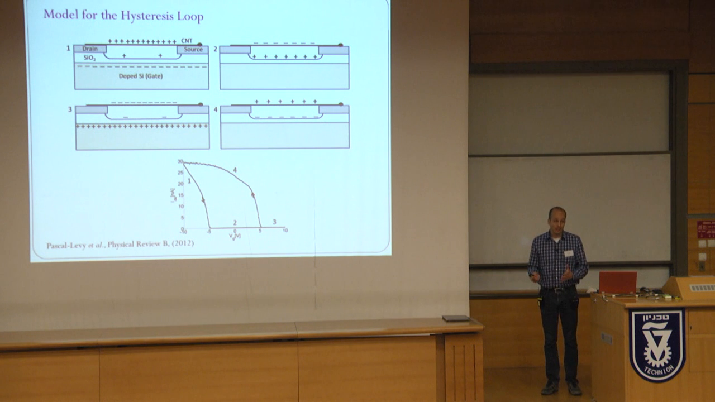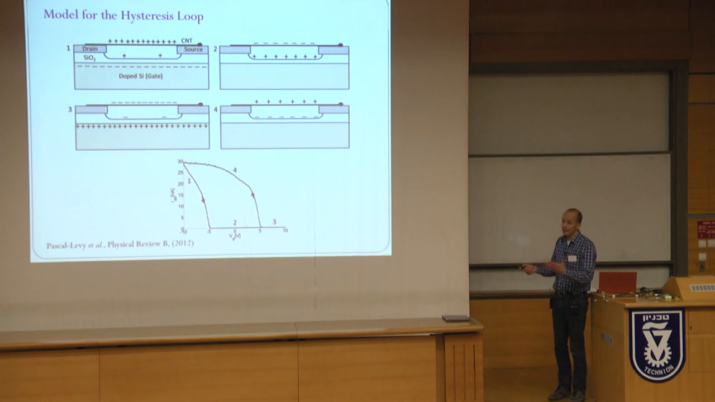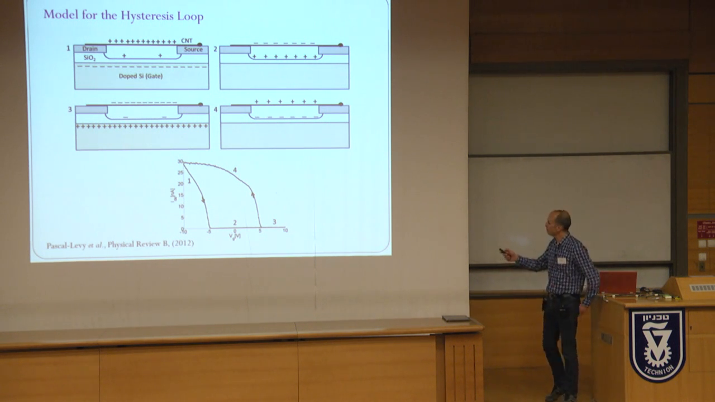So how can we understand this hysteresis? Now it's very simple. The story is the following, and this is very important because it makes the whole story very simple. We start at very negative VG. With very negative VG, you have a lot of electrons here, and a lot of holes on the nanotube, and the nanotube is a p-type transistor. This is why the current is high.